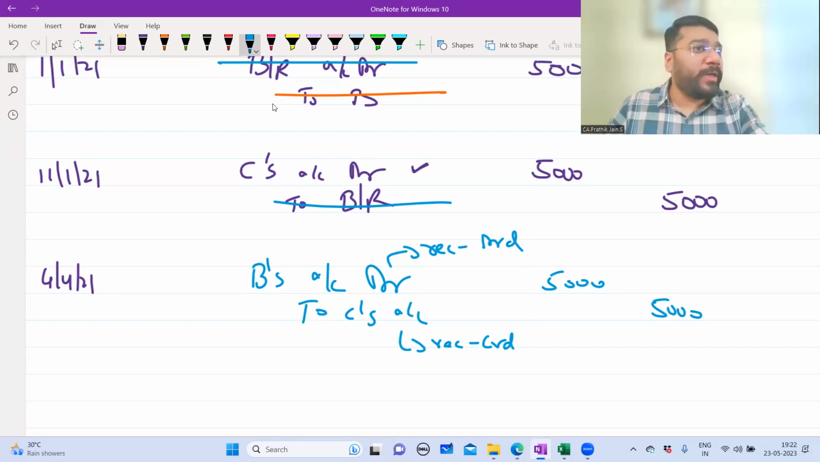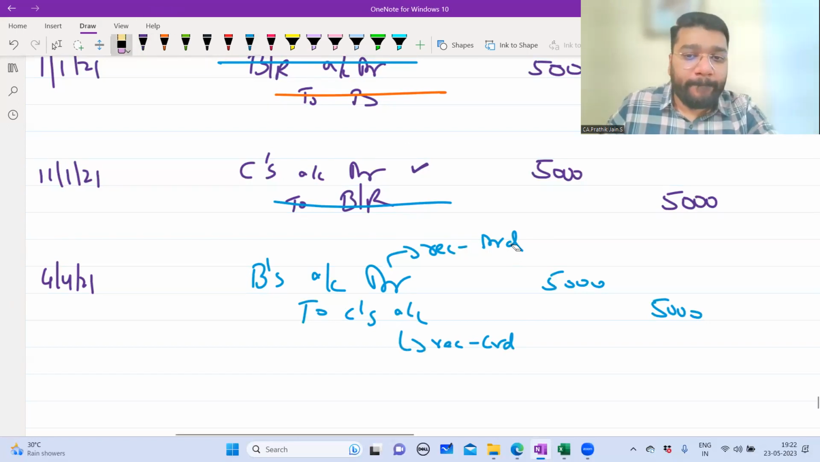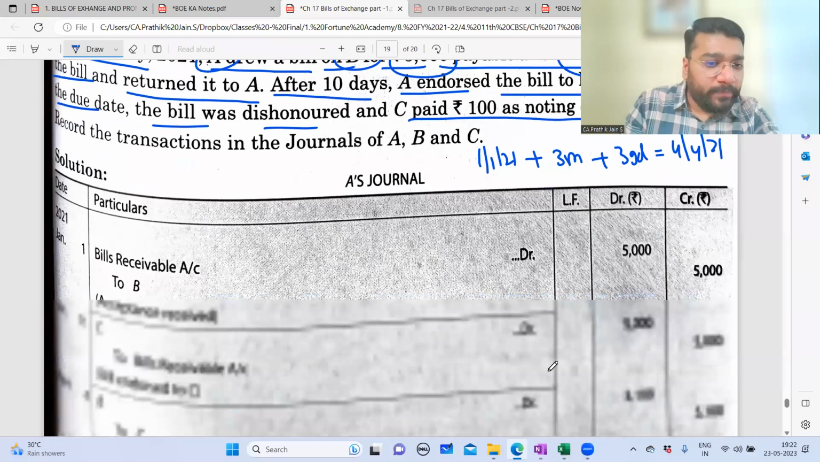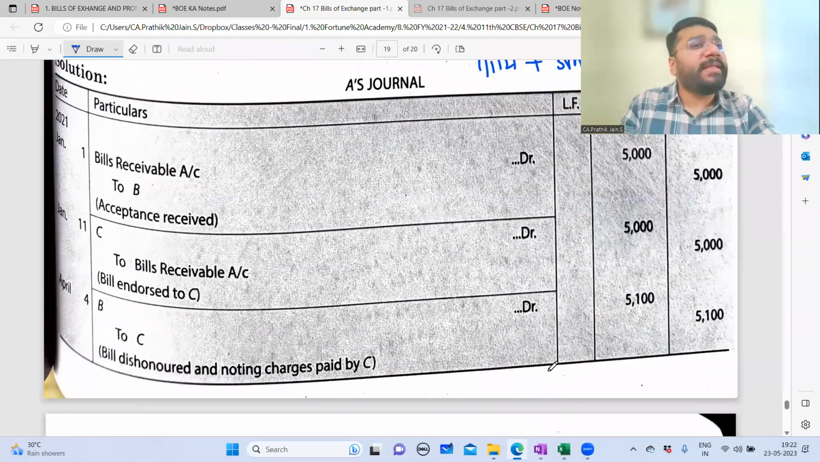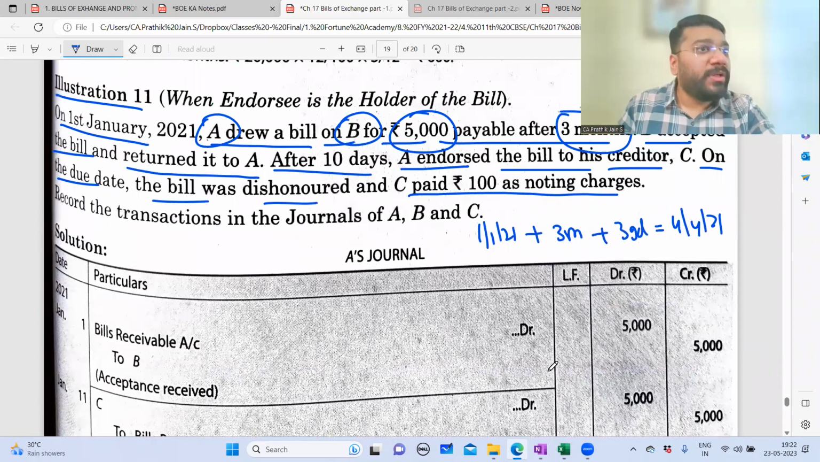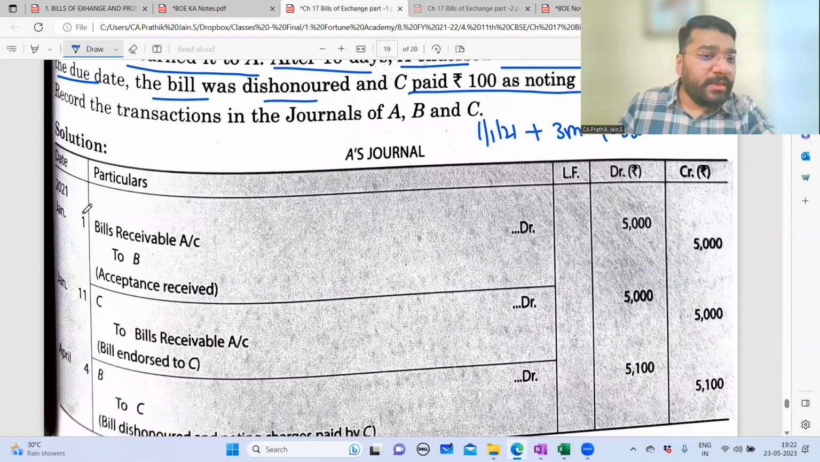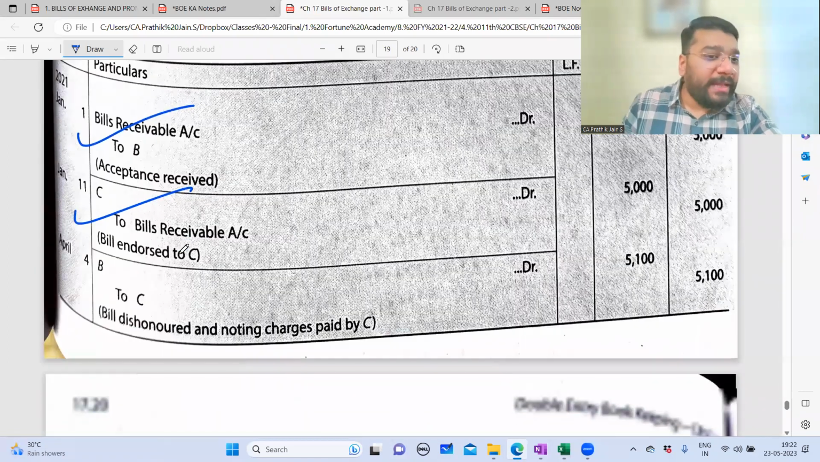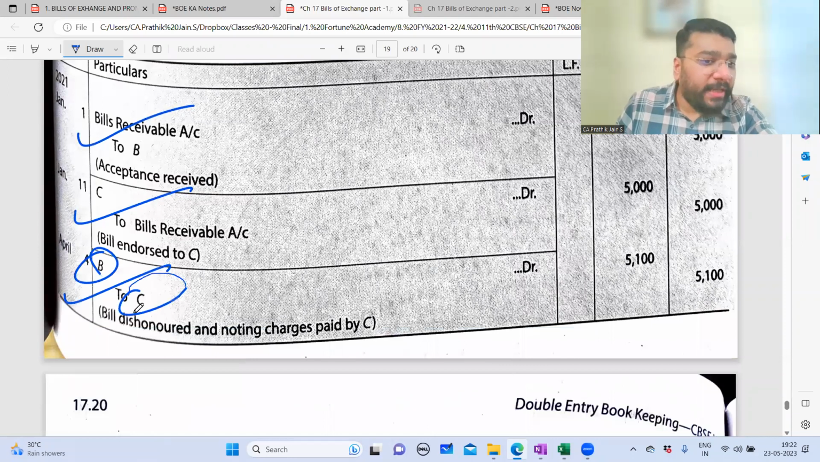Guys, okay, not okay? This is recreation of debtor account. This is recreation of creditor account. Let's check in the textbook. Guys, obviously the sale entry is not recorded because here the date of sale is not given. So they have directly captured from the date of executing the bill of exchange. So this is the bill of exchange execution entry. This is the endorsement entry. And this is the recreation of debtor and creditor entry.